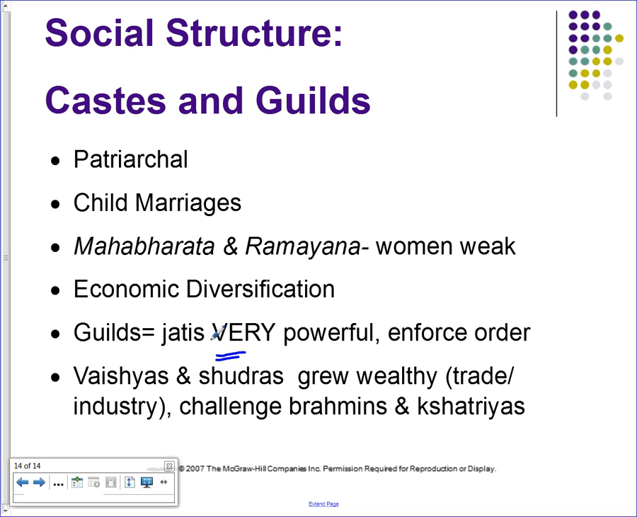Now, most of the people in these guilds weren't Brahmins. They were Vaishyas and Sudras. So, as they were growing extremely wealthy from trade, they were thinking to themselves, hey, Brahmins or priests and Kshatriyas or warriors, we deserve more power. We deserve more say. And that really impacted the religions of this era, which we'll learn about in a separate flipped classroom.